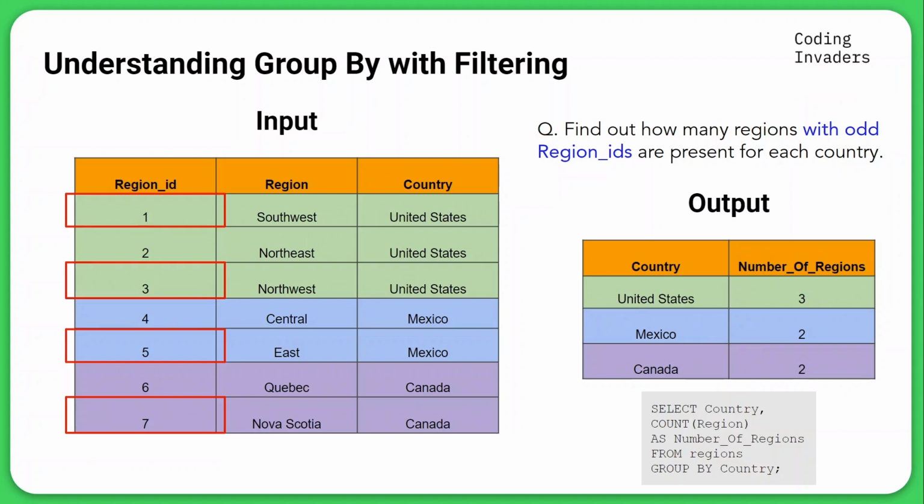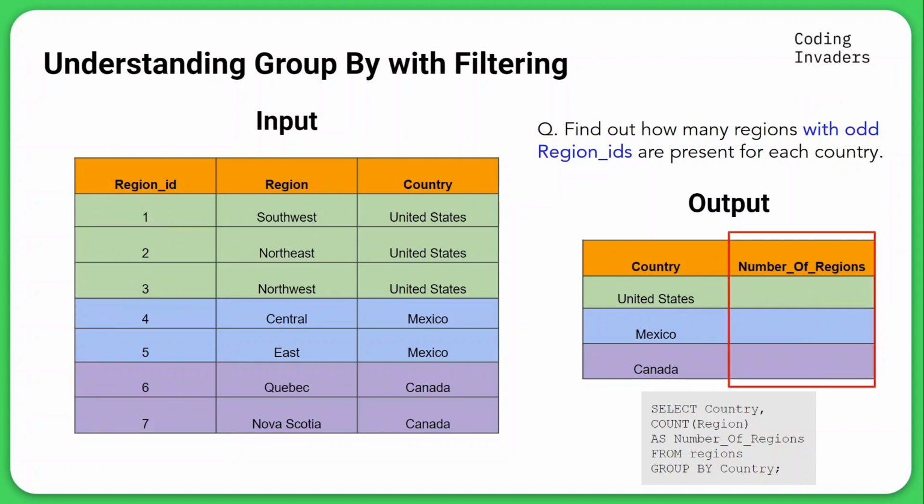This time, the problem is changed. We need to count for only odd region IDs. So we see that this condition needs to be applied before the grouping is done by country. We need to filter out the data which has just the odd region IDs.